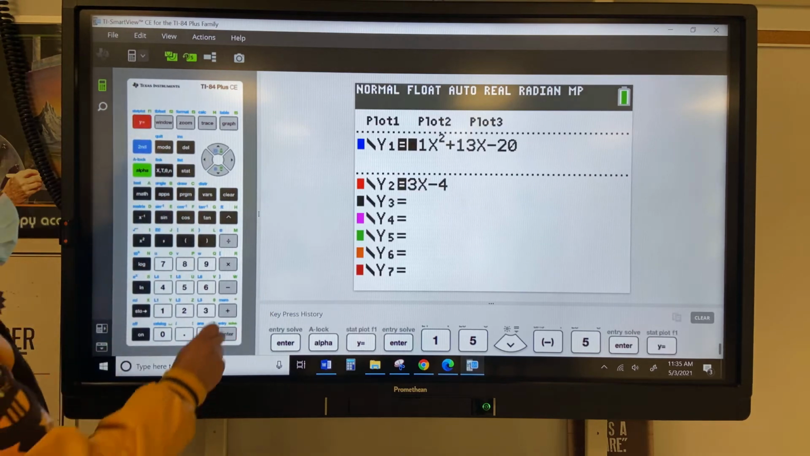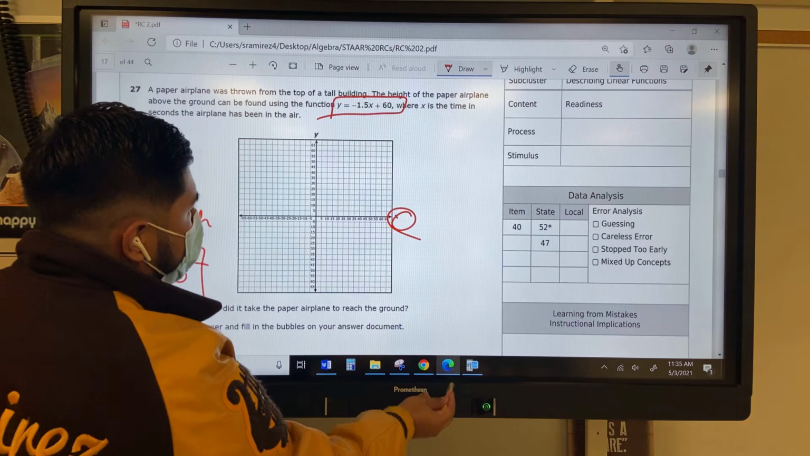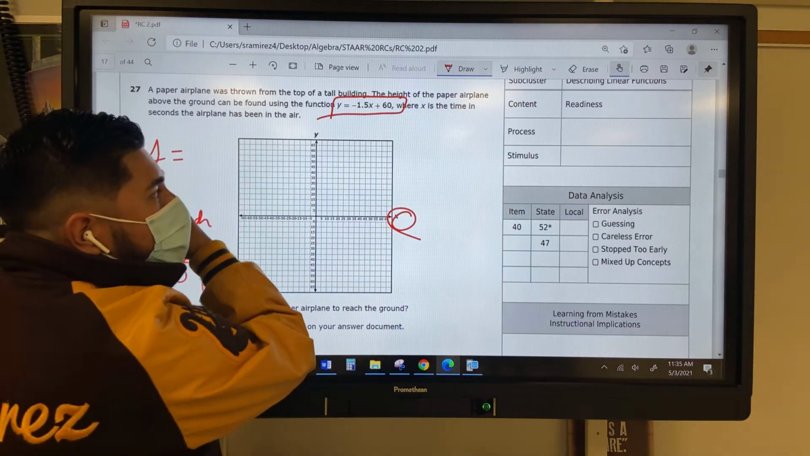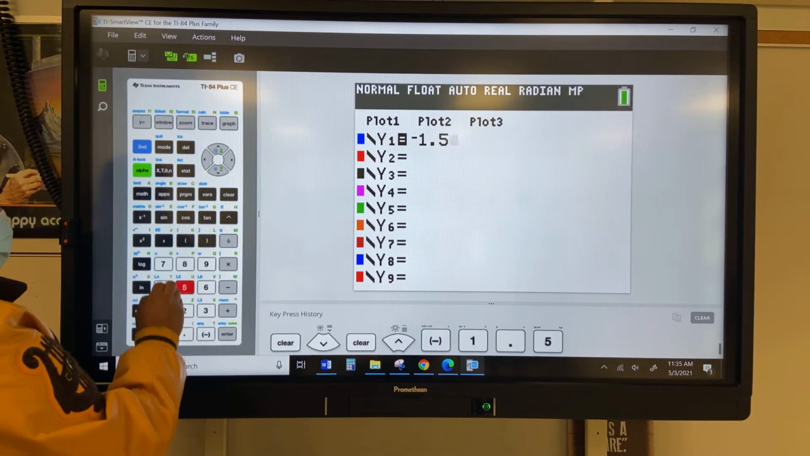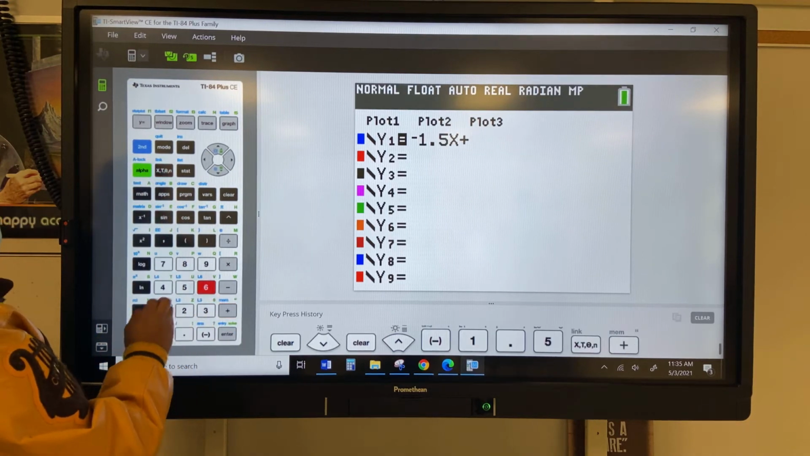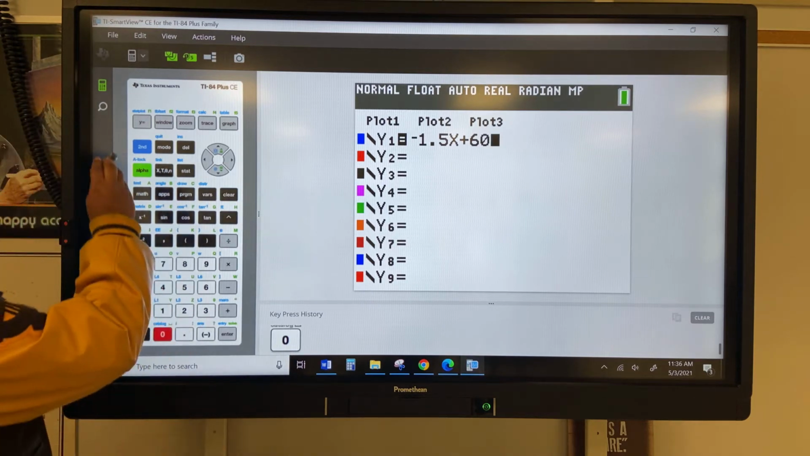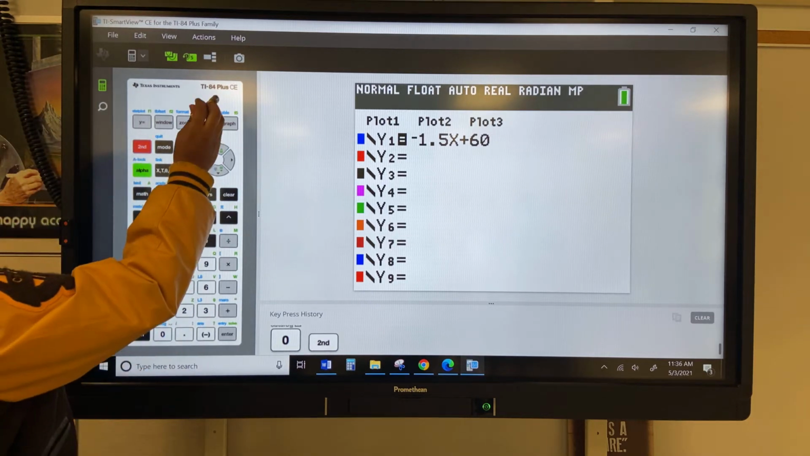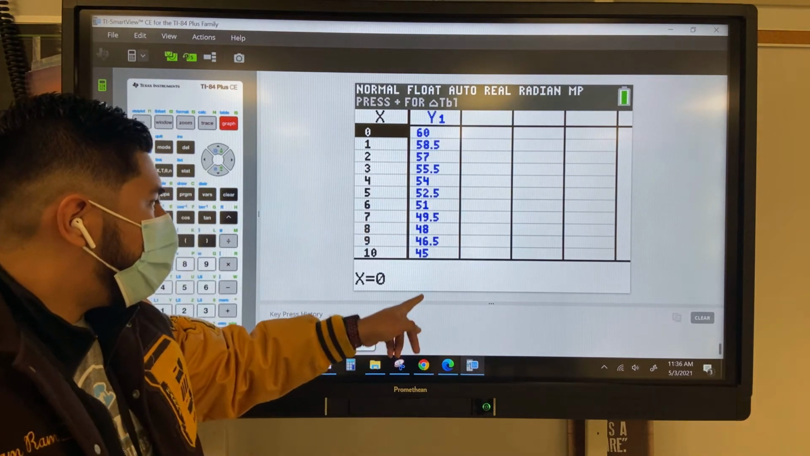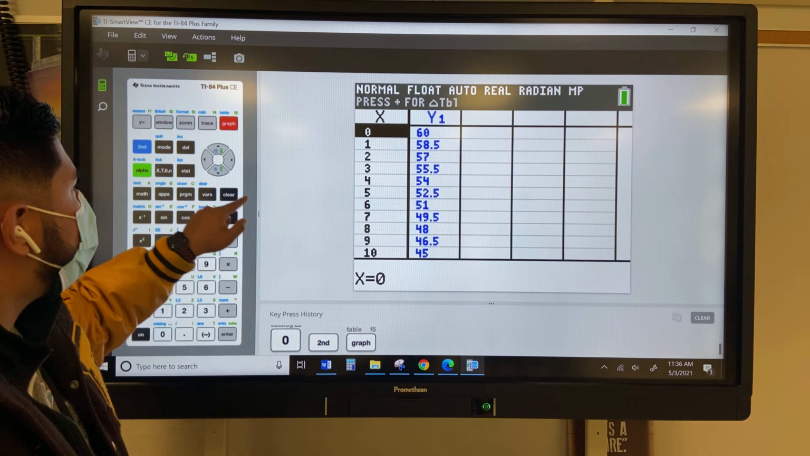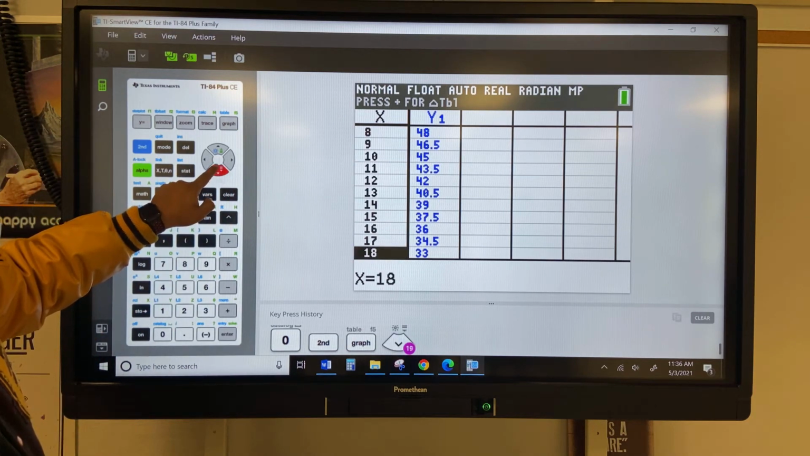Y equals, let's clear this bunch of junk. Let's look at the question again. Negative 1.5x plus 60. After that, I said press second graph. Second is a blue button. Graph is a corner button. Have a beautiful table. And I want to see when y is 0. Well, it's going down, so I'm going to keep going down until I see 0. See how long this takes.